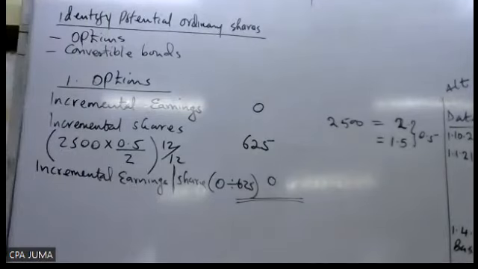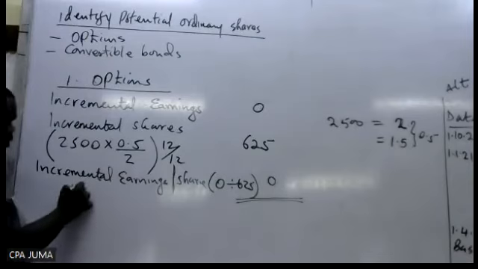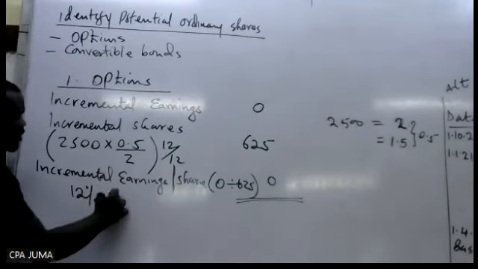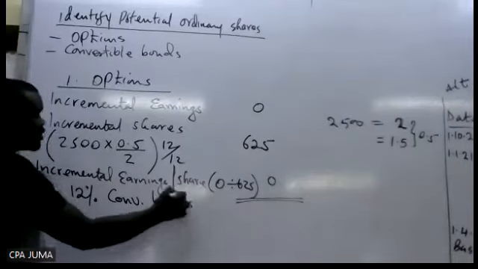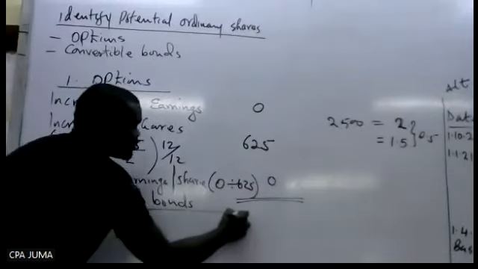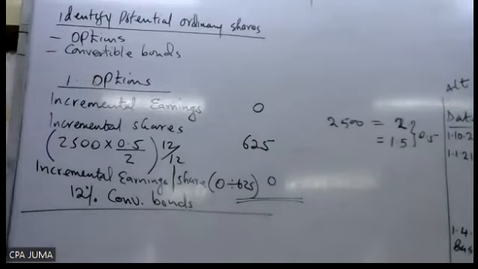So let's go to number 2. Number 2 is the convertible. What percentage? 12% convertible bonds.